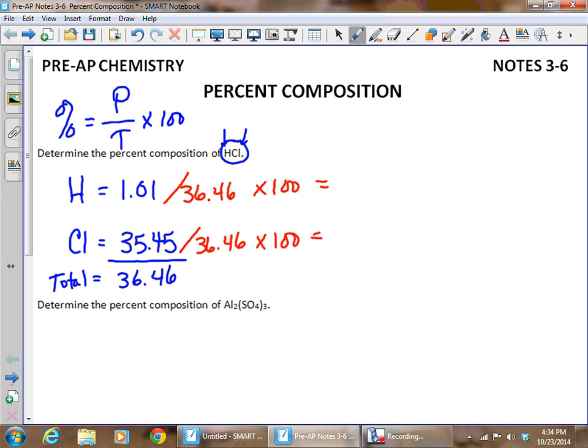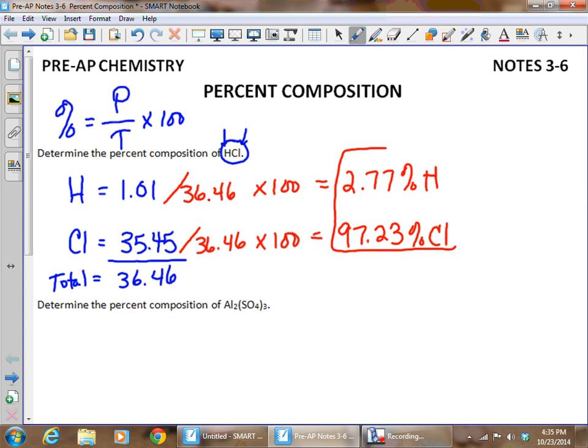And when I do for hydrogen, I get 2.77% hydrogen, and I get 97.23% chlorine. That is my answer. I like that whole thing boxed.